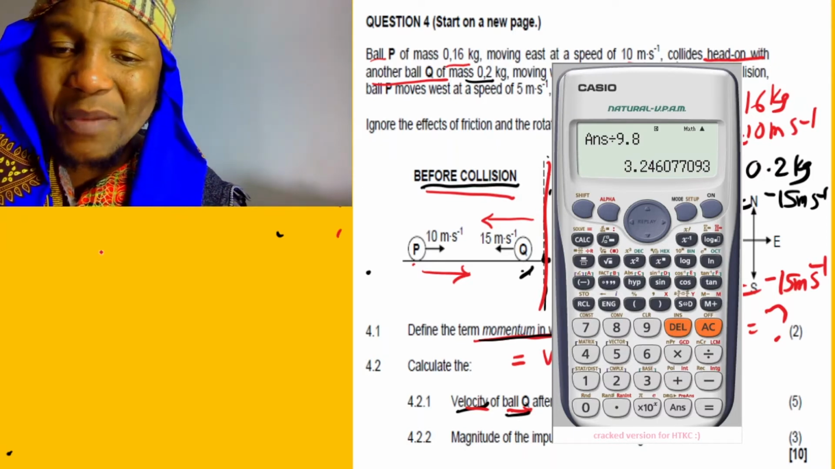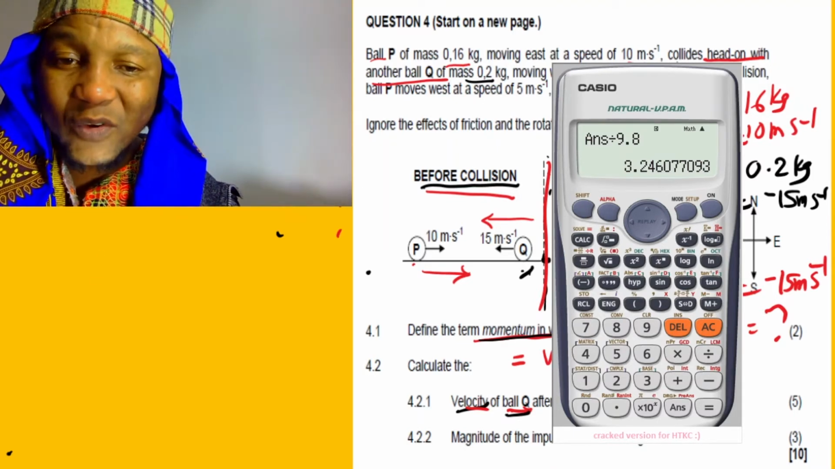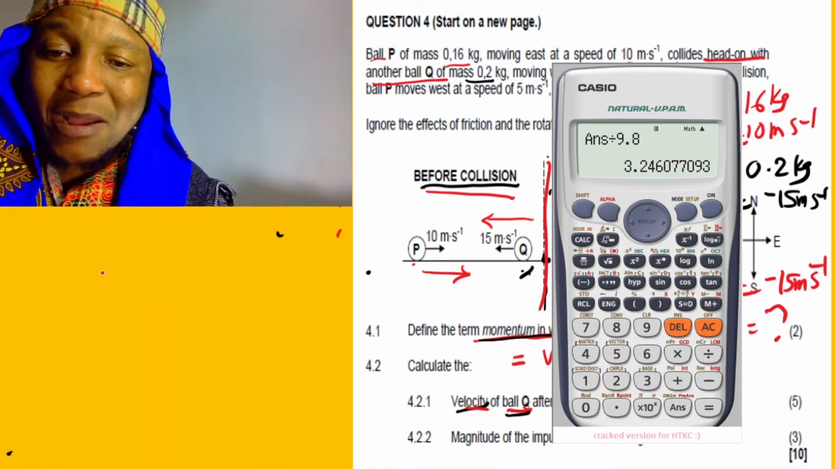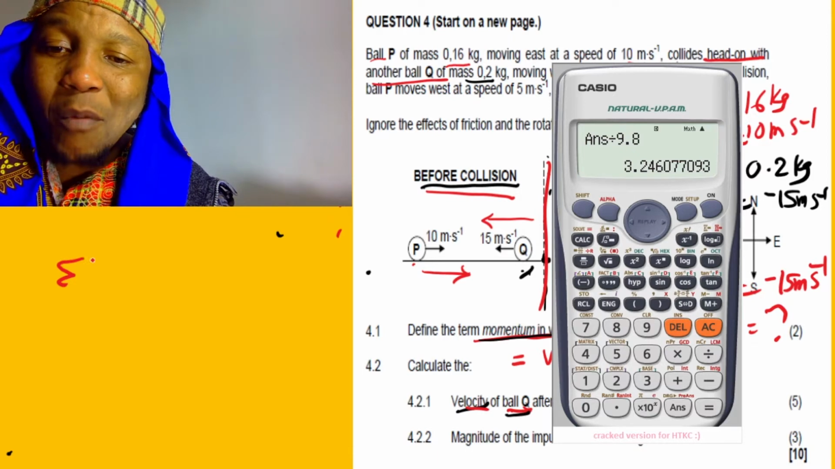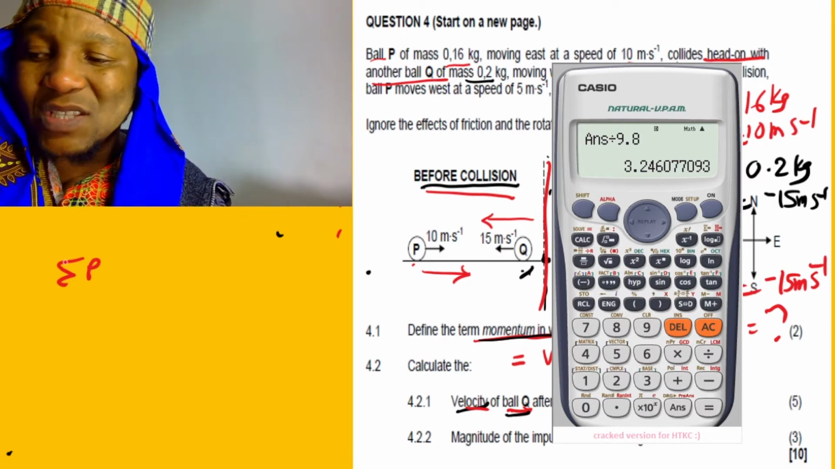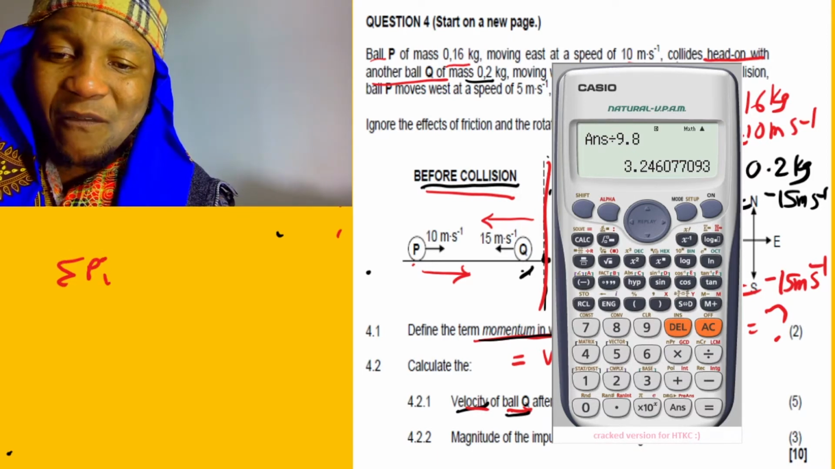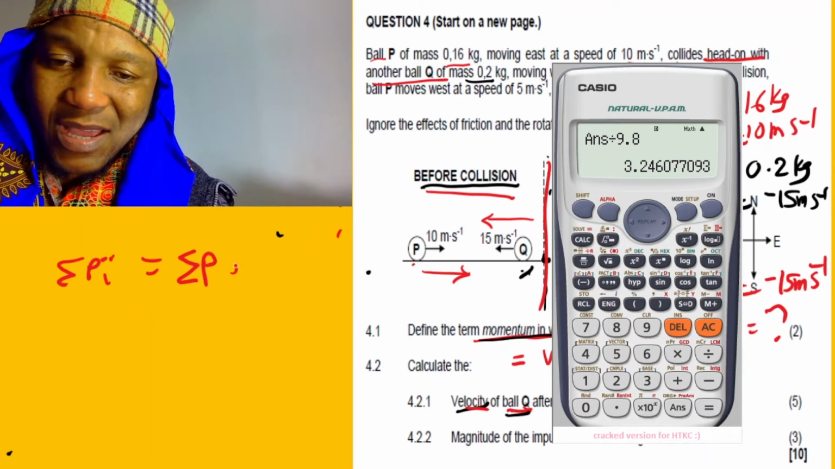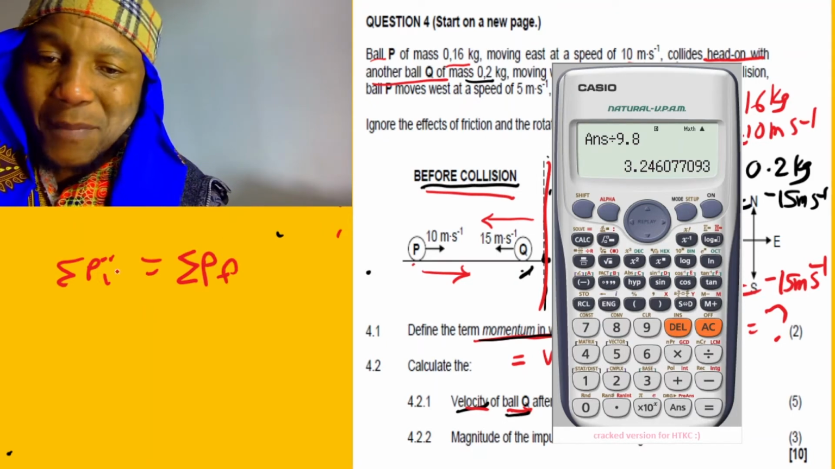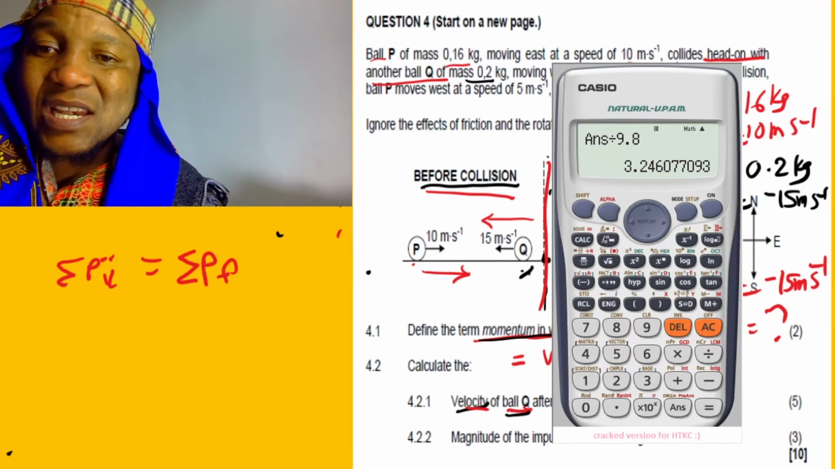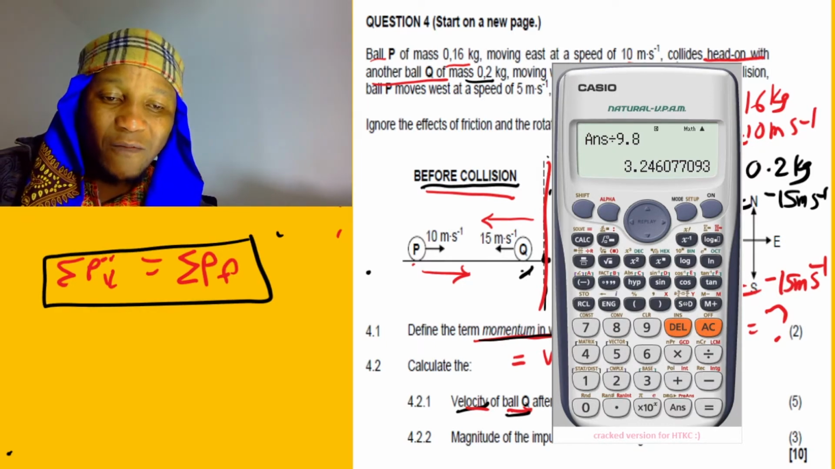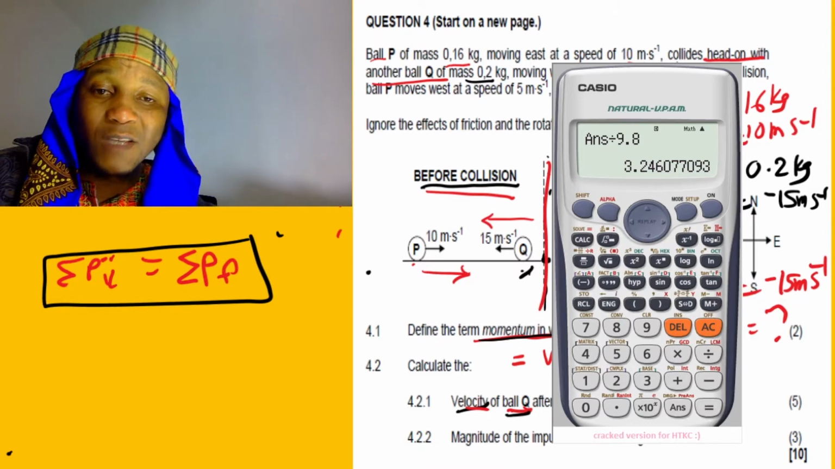So what is momentum? Momentum is equal to mass times velocity. We have mass and velocity before the collision. So we take the sum of momentum, which is represented by the letter P. Momentum before, P initial, equals momentum after, P final. So this is the formula for the law of conservation of momentum: momentum before collision equals momentum after collision.